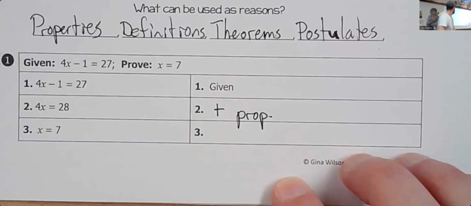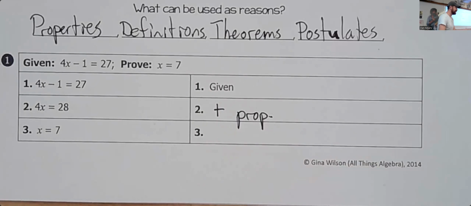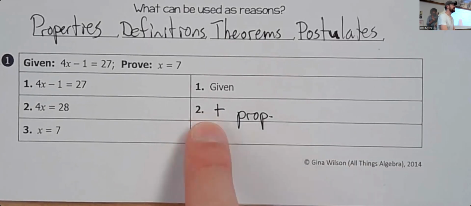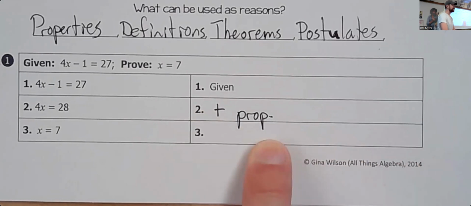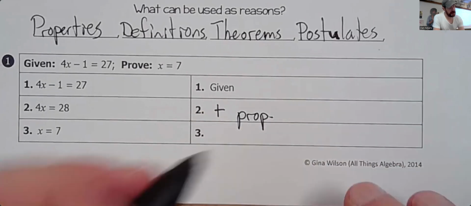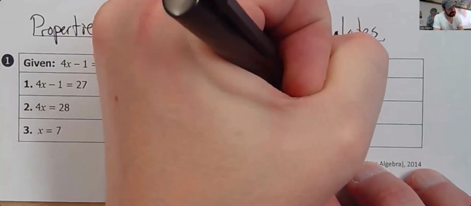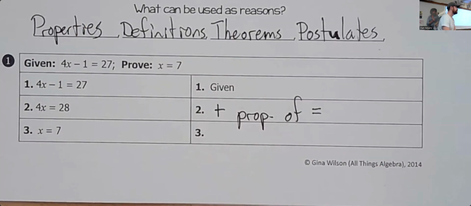And when you're doing this, you don't have to write out the words addition property of equality. For addition, you can use the plus sign. And then I usually abbreviate property as prop. And then of. And then I'm just going to put an equal sign for equality. So that means addition property of equality. That way you don't have to write out all the words every single time. It'll get really annoying to have to do that.